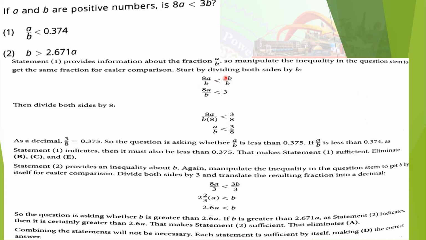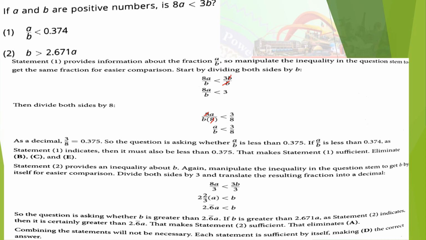Next you just move the 3 to the left hand side. The b and b cancel each other. The remaining term is 8a divided by b is less than 3. Then you divide by 8 on both sides, so 8 and 8 cancel each other. You will get 3 by 8. So a by b is less than 3 by 8.